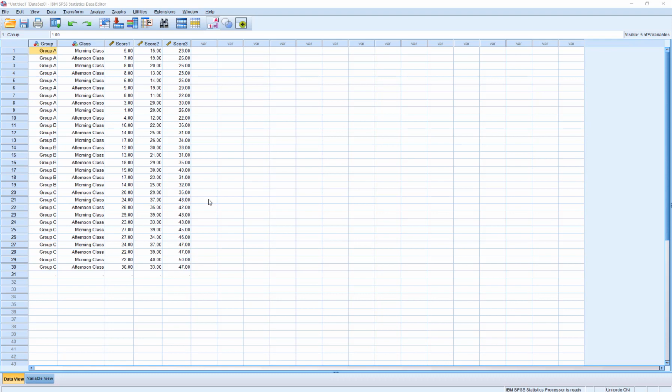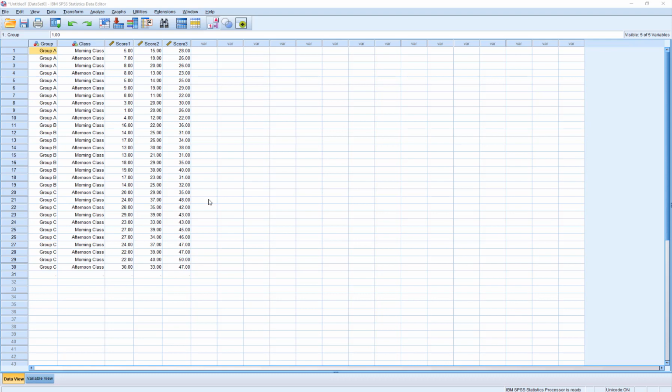A one-factor ANOVA, one independent variable. A two-factor ANOVA, two independent variables. A four-factor ANOVA, four independent variables. So the factor represents the number of independent variables. Or if we were still using the one-way ANOVA, that's still one independent variable, two-way ANOVA, two independent variables, and so on.